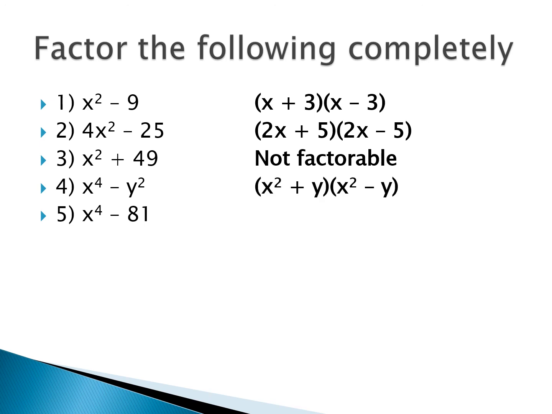x to the fourth is considered a perfect square. We can take the square root. It's x squared times x squared, and we still have the plus y and the minus y.